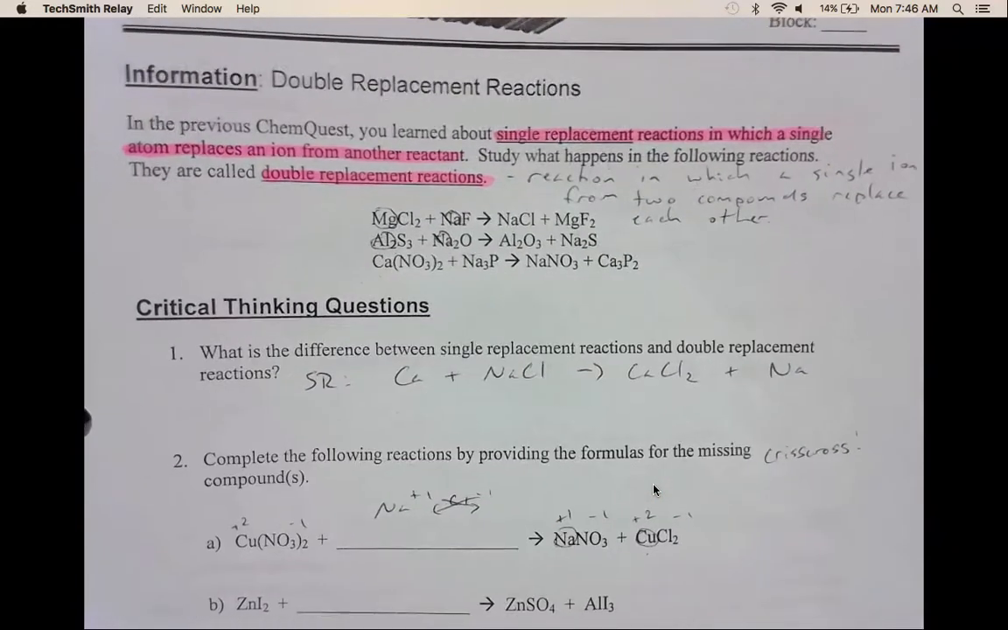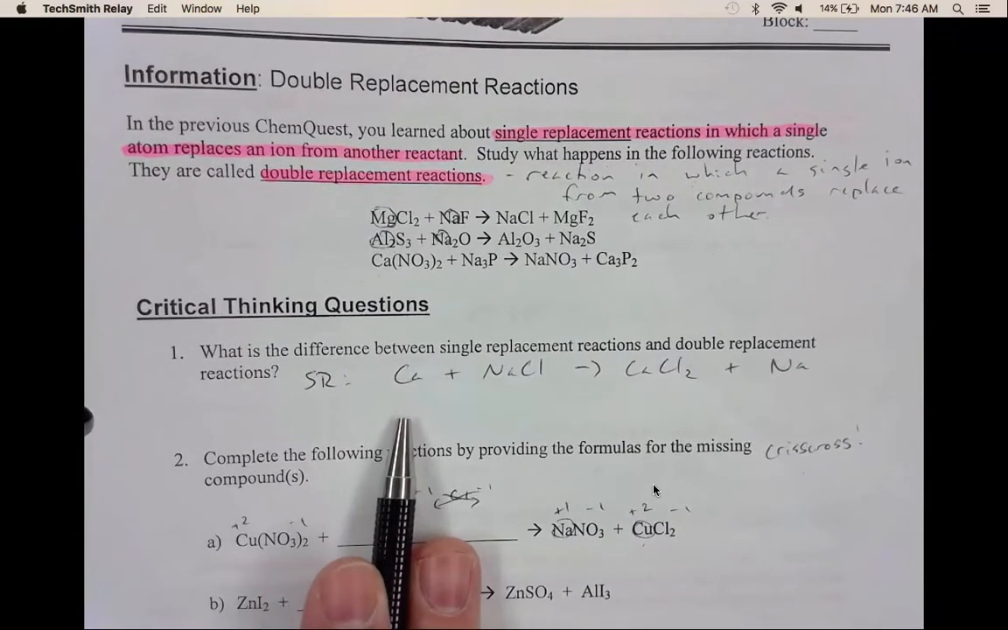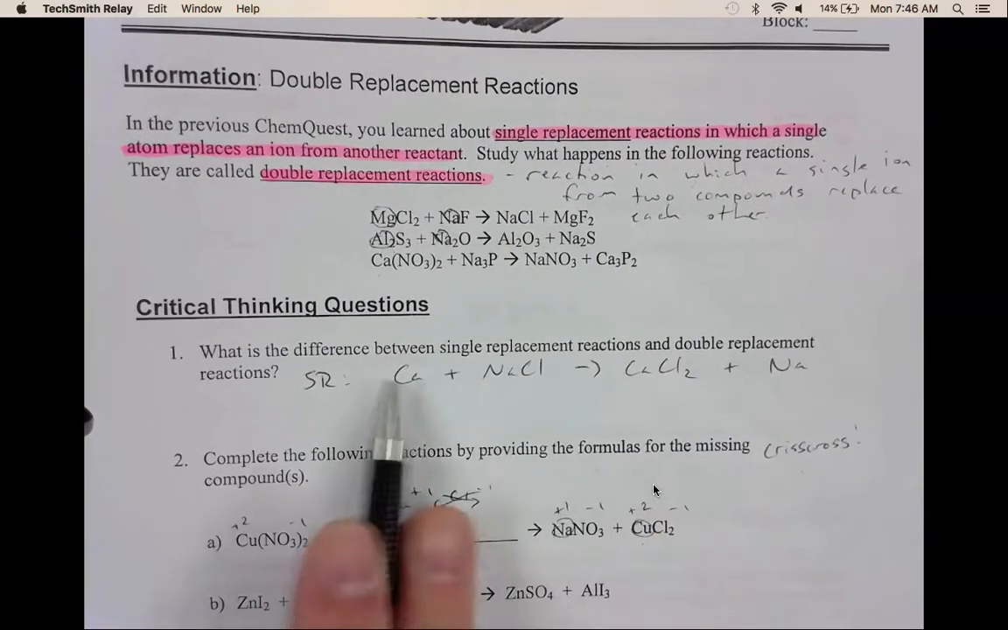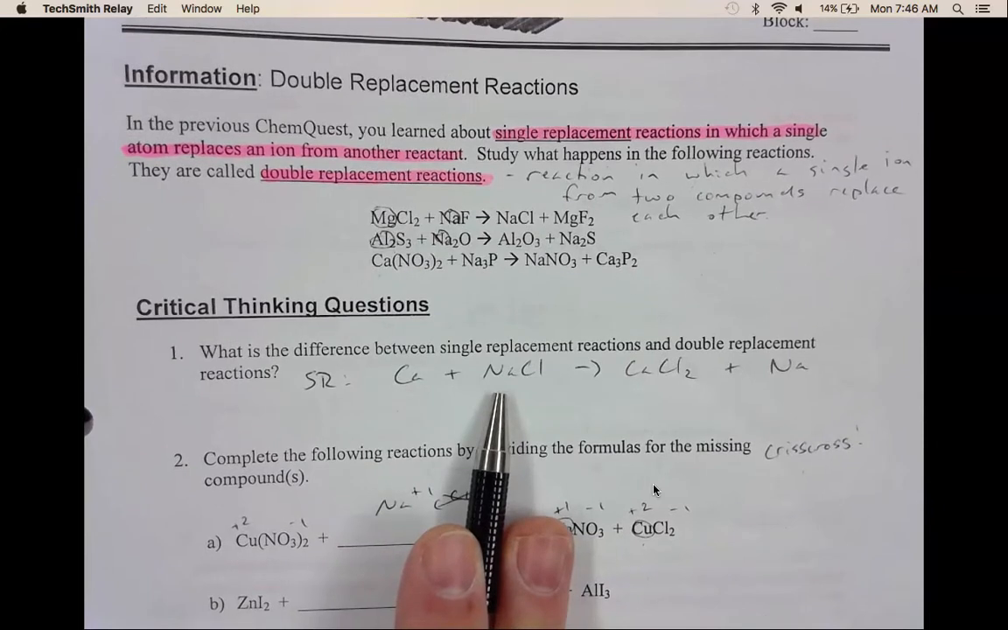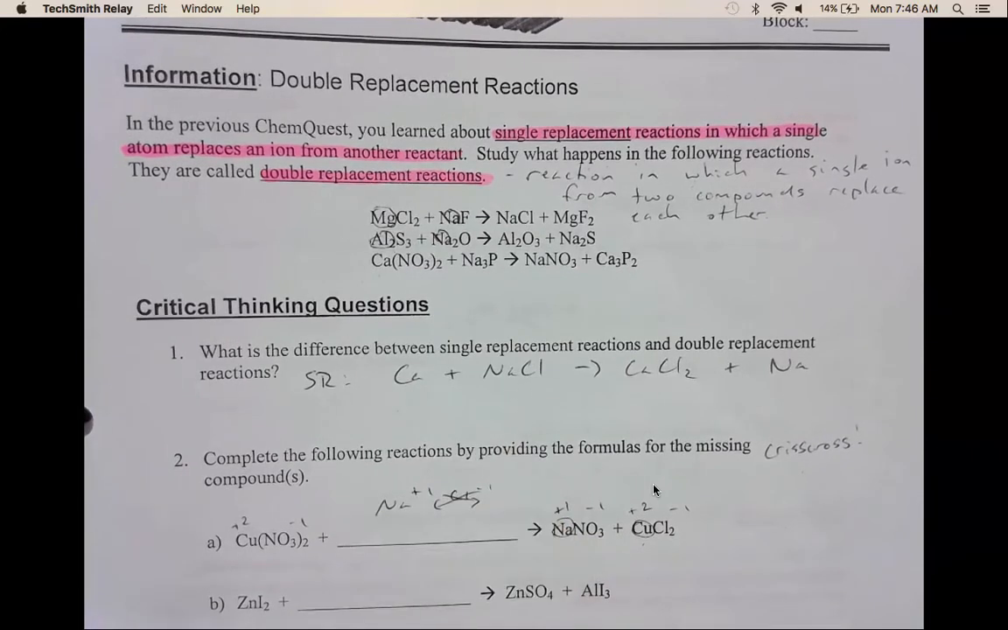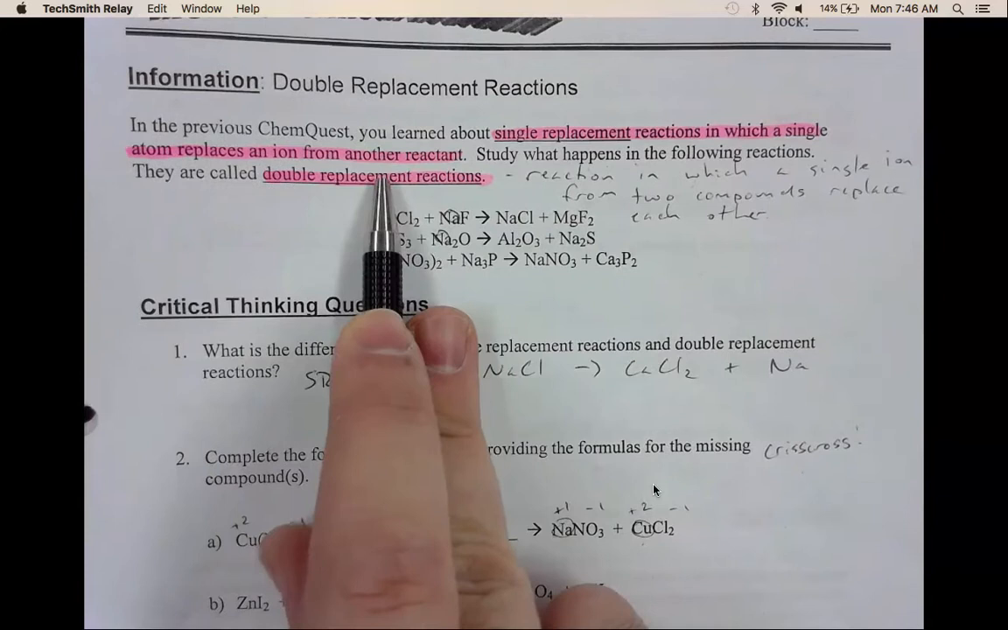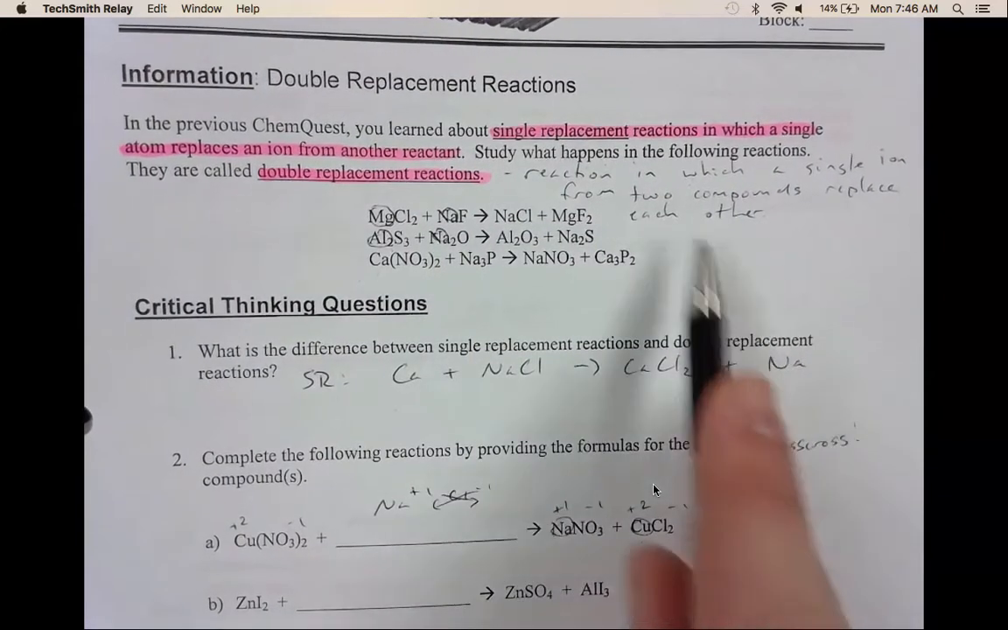So if you look down here at question 1, I have a single replacement reaction written, and that's exactly what you see. You have a calcium atom switching places with sodium in sodium chloride. Next, a double replacement reaction. So remember to pause this and write this on your definition sheet.